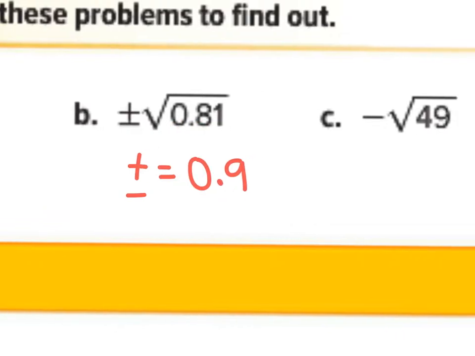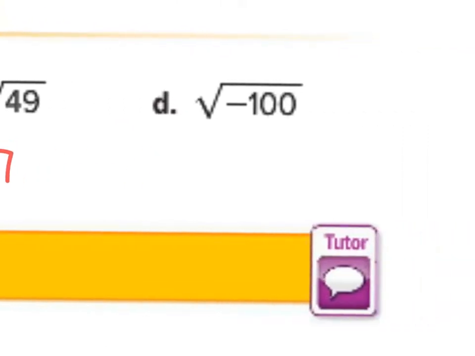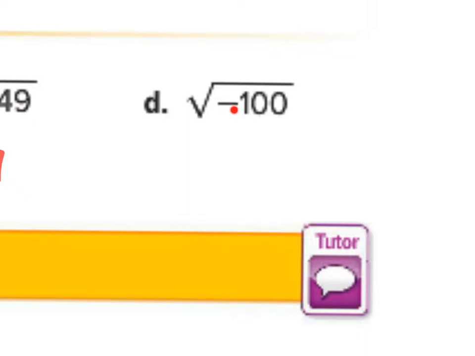Okay, continuing. Negative, and it's outside the radical sign. So our answer will also be negative. And what number multiplies into itself to give you 49? 7. And then finally, the negative sign is inside. So we just simply say no real solution.